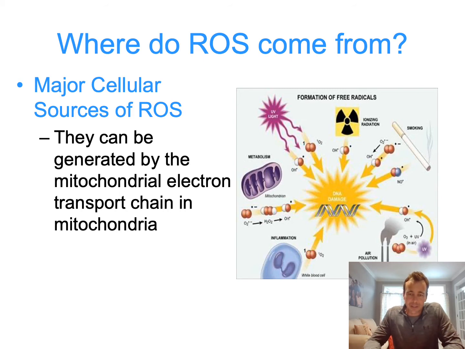Again, as I mentioned, they come from in vivo sources, but they can also come from ex vivo sources. The major cellular source is the mitochondrial electron transport chain, as I mentioned. There are some other in vivo sources, as I mentioned on the previous slides, but they can also come from outside sources such as UV light, ionizing radiation, smoking, and air pollution. Some of the in vivo sources are listed here as well.